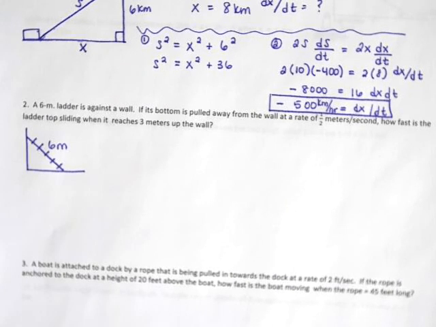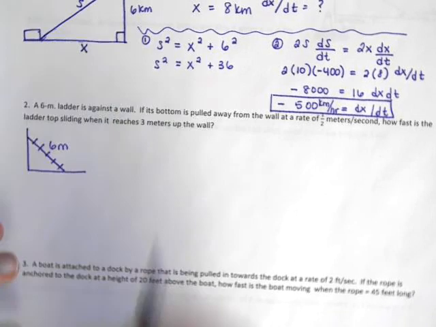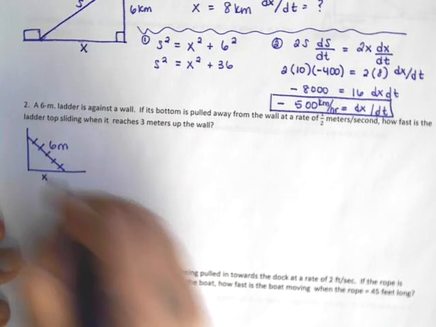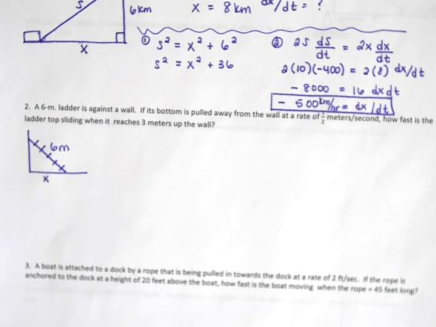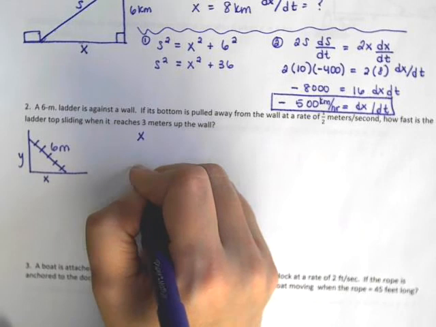It's never changing. Now, the bottom is being pulled away, so it would be a good idea to label the bottom with x. The reason I'm using a variable here is because that distance is changing as I slide the ladder away. And the top is sliding down. So I'm going to label this y because, again, if the top is sliding down, then it's changing. Based on this picture, I think a good formula would probably be the Pythagorean theorem. So I'm going to start by listing my variables.